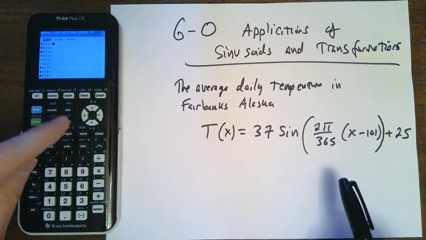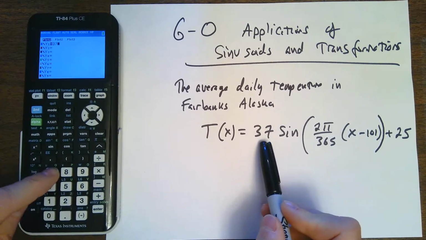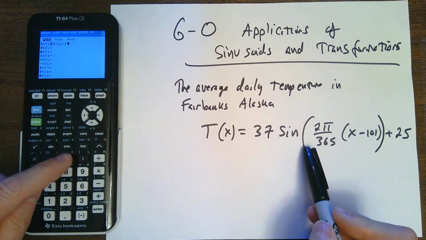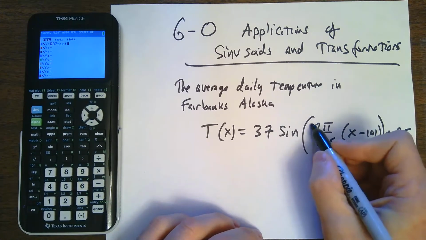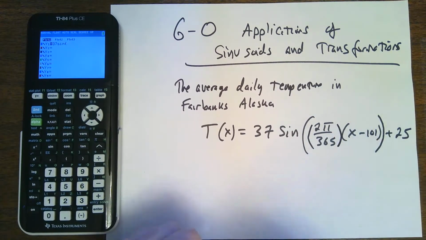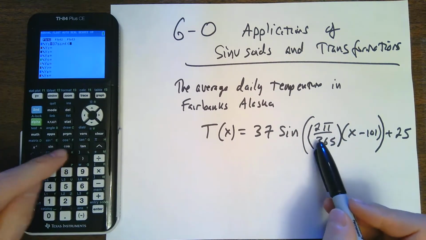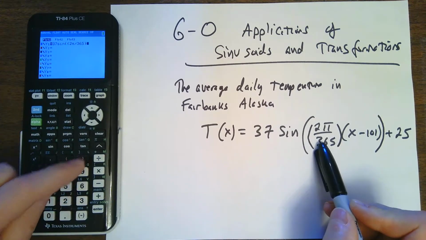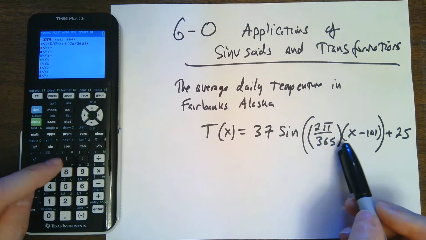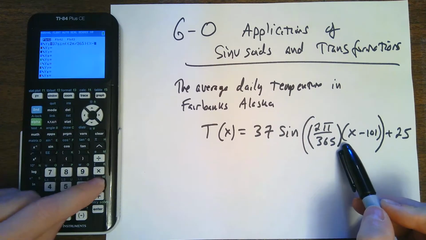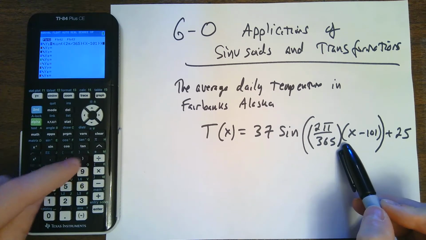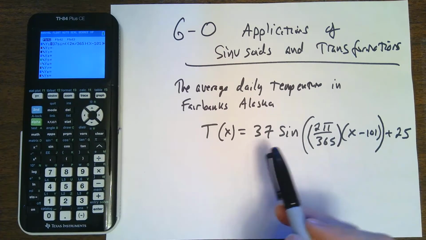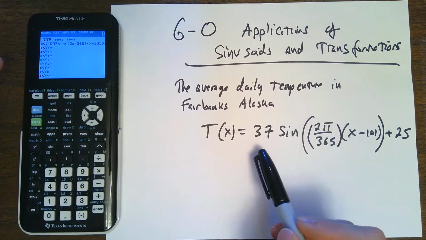All right, so I'm going to go to my y equals, and I'm going to type in 37 times the sine of, open another set of parentheses. I probably want to put this quotient in parentheses. So open parentheses, 2 pi divided by 365 days, close parentheses, times, open parentheses, x minus 101 days, close, plus 25. All right, now what would be a reasonable window for this?